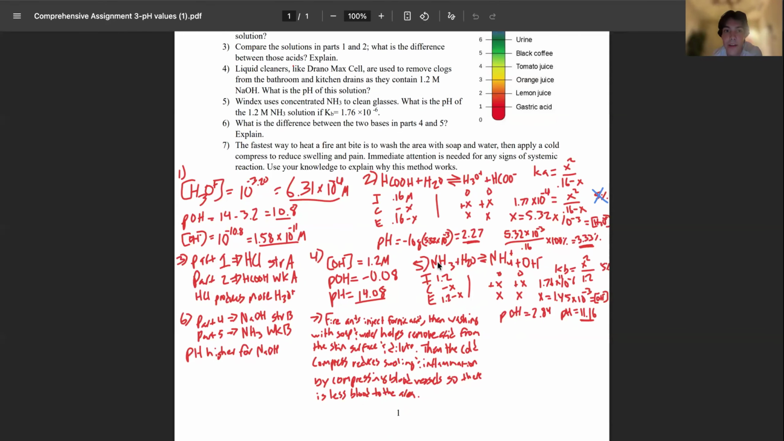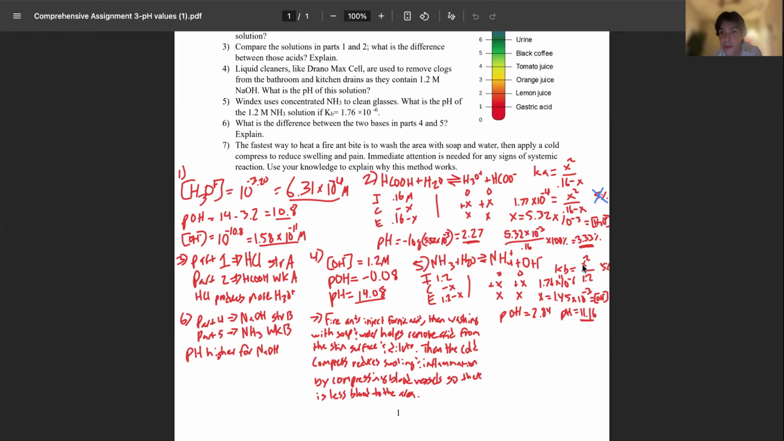For number 5, it's telling you to use NH3. So you add that with water to form the equilibrium, and that gives you the initial molality minus X. So the equilibrium is 1.2 minus X. And in this one, you're finding Kb since you're trying to figure out what the base is.